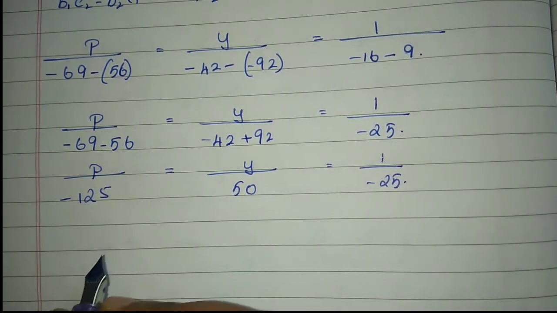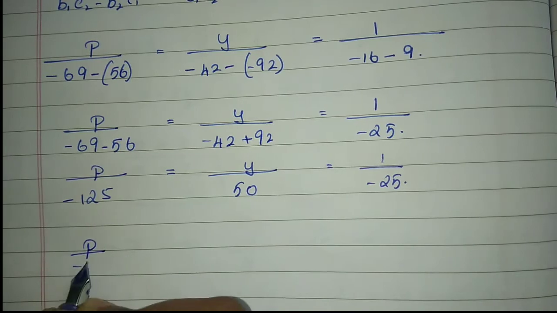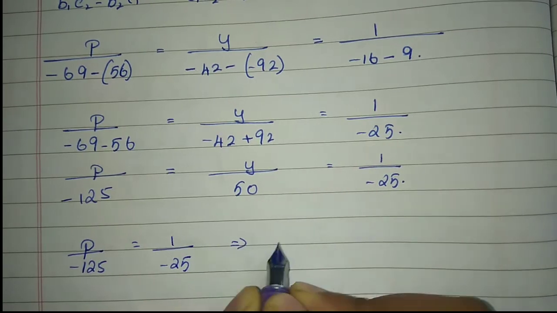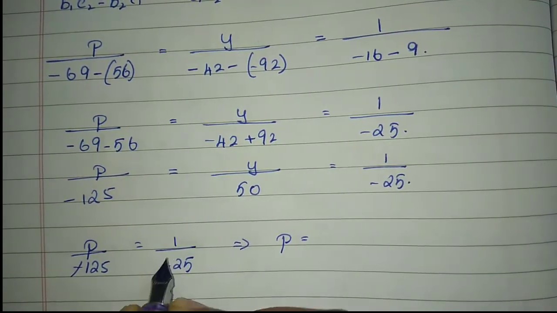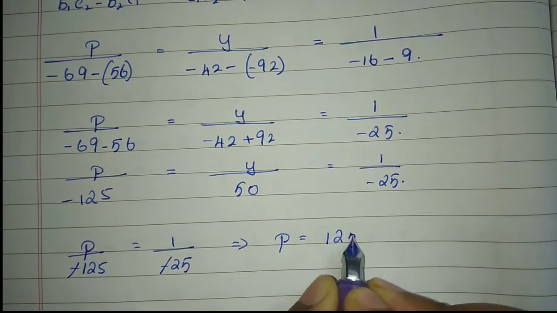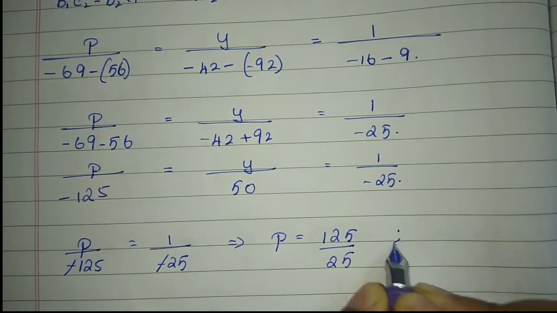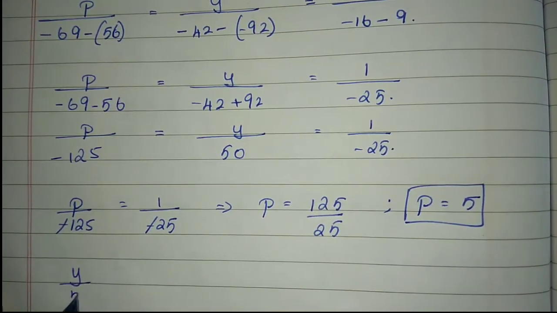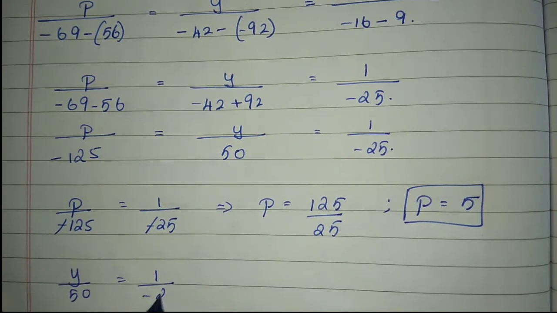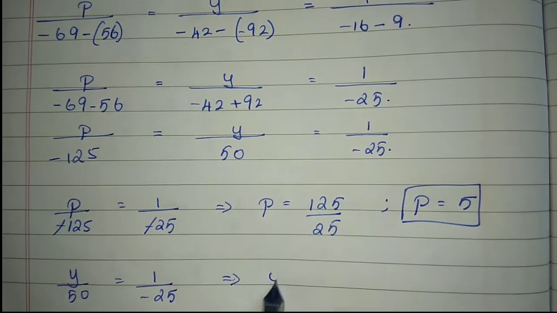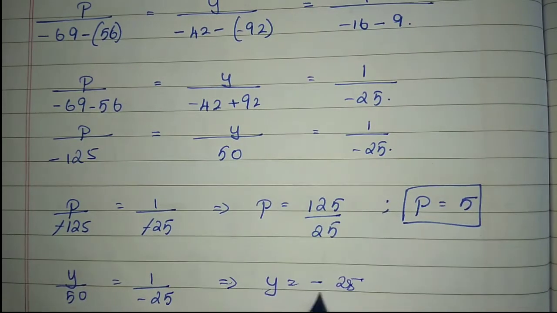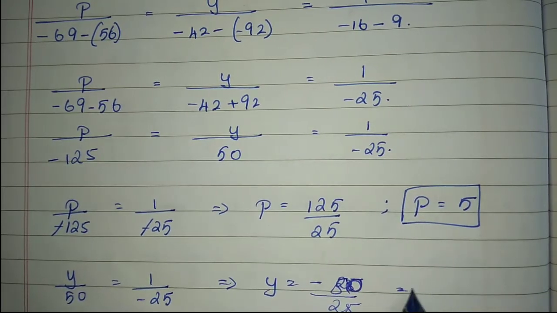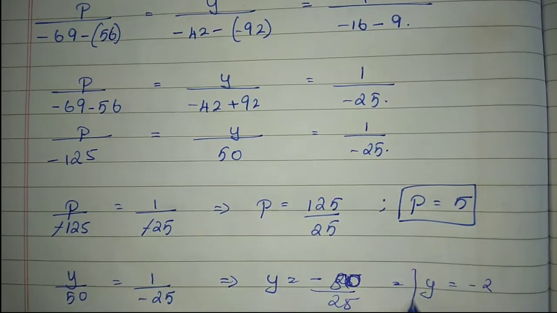So therefore p by minus 125 is equal to 1 by minus 25, which implies p is equal to, minus and minus will get cancelled, so 125 by 25. So therefore p is equal to 5. Y by 50 is equal to 1 by minus 25. This implies y is equal to minus 50 divided by 25, which is y is equal to minus 2.